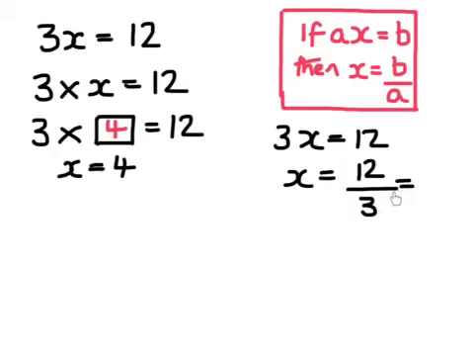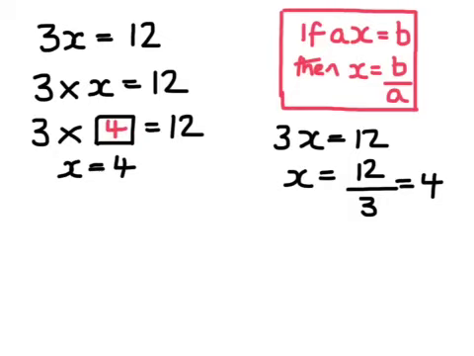Don't forget that the dividing sign is the sign in a fraction. That's what it means, divided by, so that means 12 divided by 3, which is 4. So there's two ways of looking at how we solve a basic equation involving multiplication.